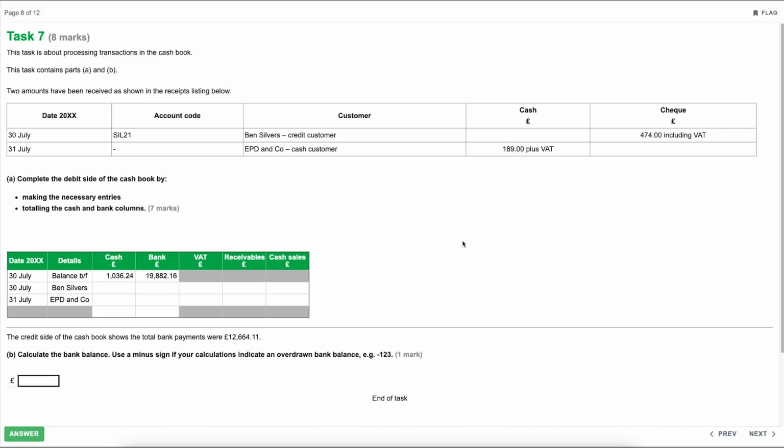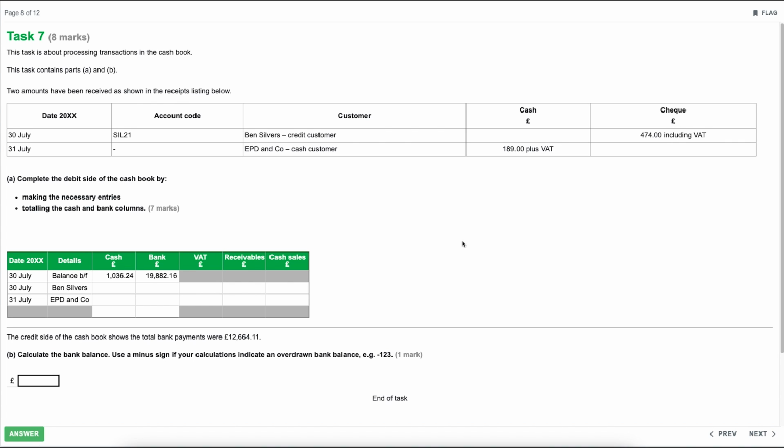Anyway, let's get over to the mock and pick up where we left off back on task 7. Right then, so task 7 is worth 8 marks and is about processing transactions in the cash book. This task contains part A and B.